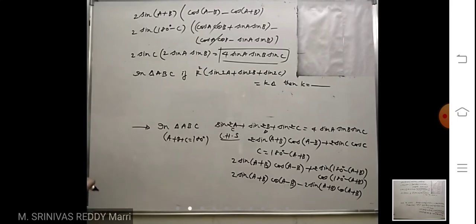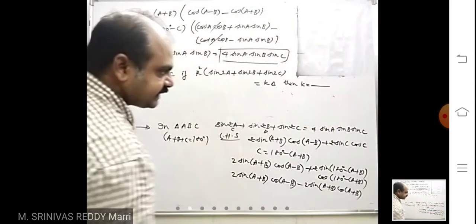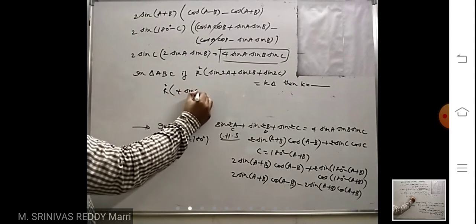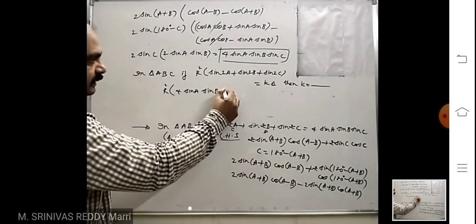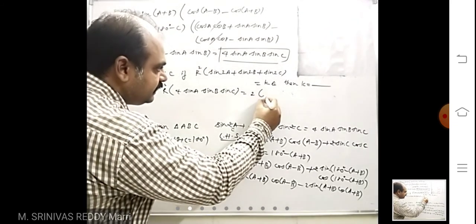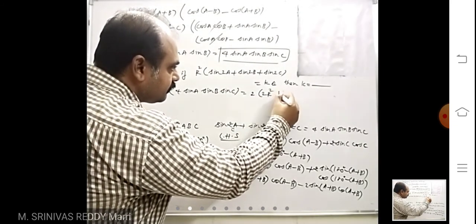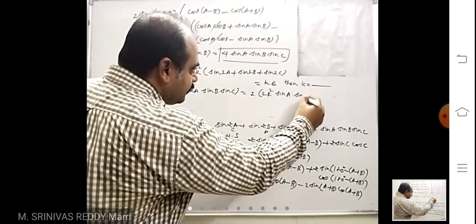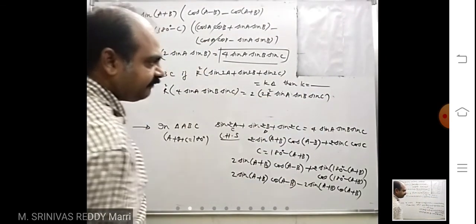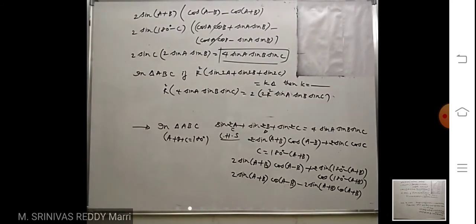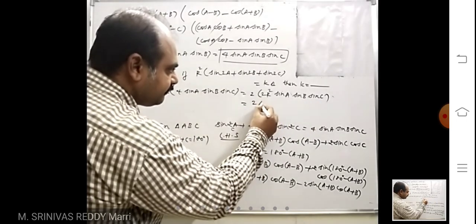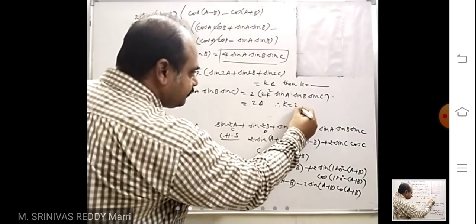So in triangle ABC, now itself I have told, this is nothing but 4 sin A sin B sin C. So r square into 4 sin A sin B sin C. Now I am writing like this: 4 is 2 into 2, so 2 into 2r square sin A sin B sin C. This is nothing but the delta formula in terms of angles, which is nothing but 2 into delta. Therefore, K is nothing but 2.